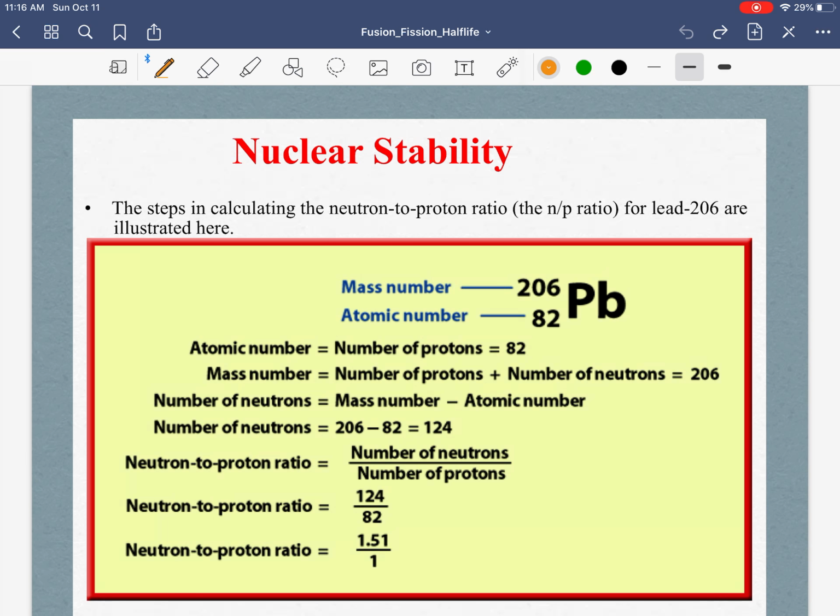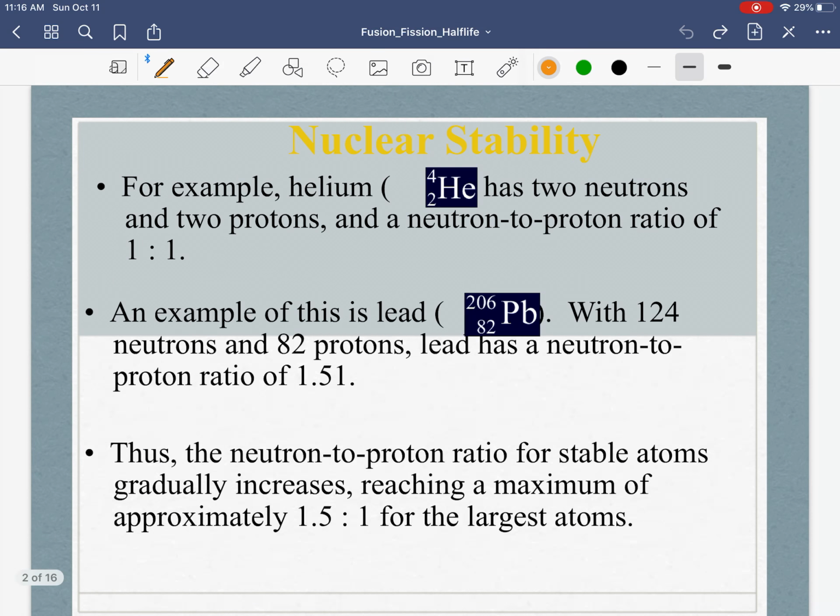Okay, this video is to go over the PowerPoint of nuclear stability, fusion, fission, and half-life. This is just a step-by-step on how to determine the neutron to proton ratio. It's just a review. This was just some extra practice.